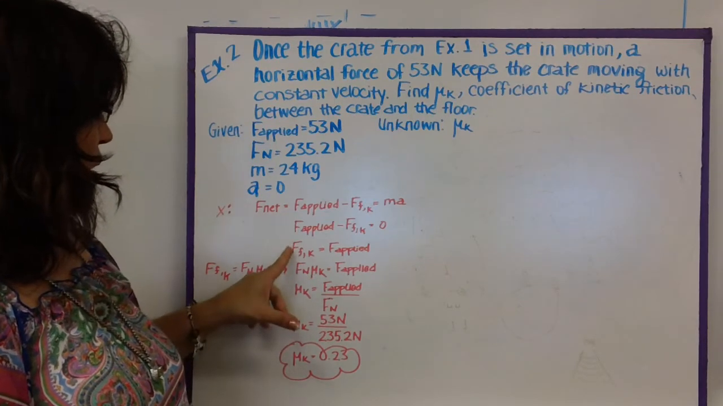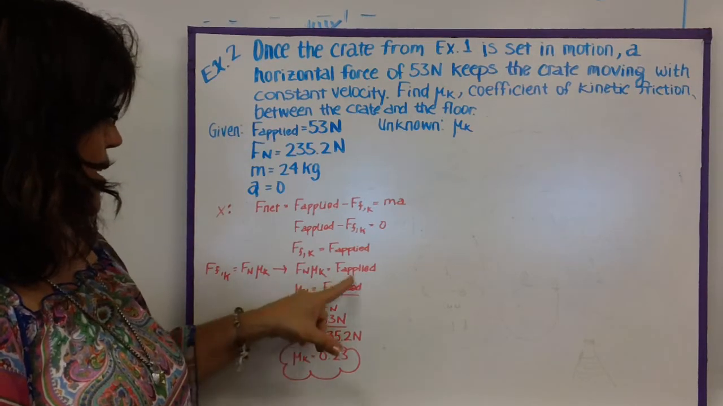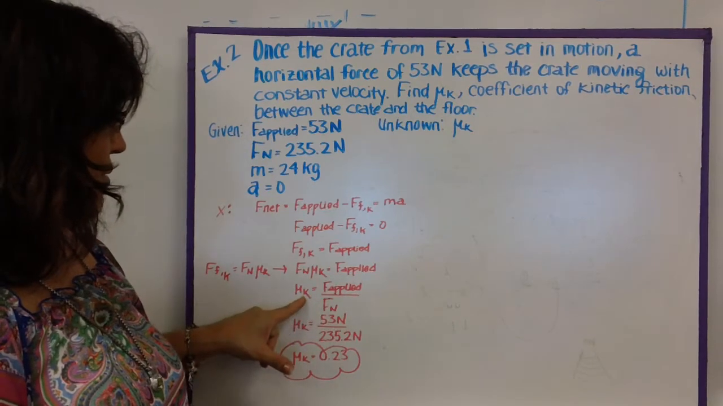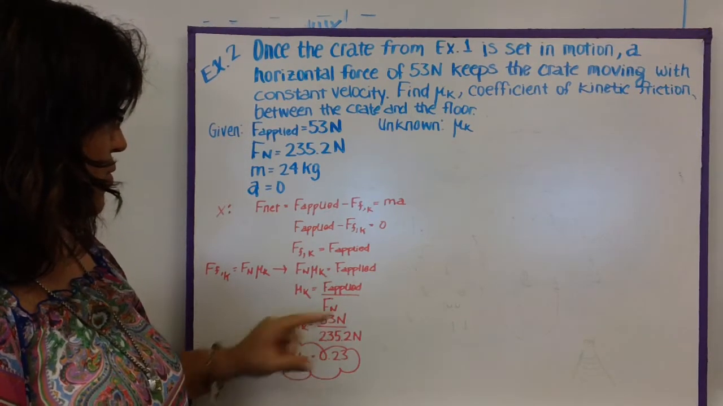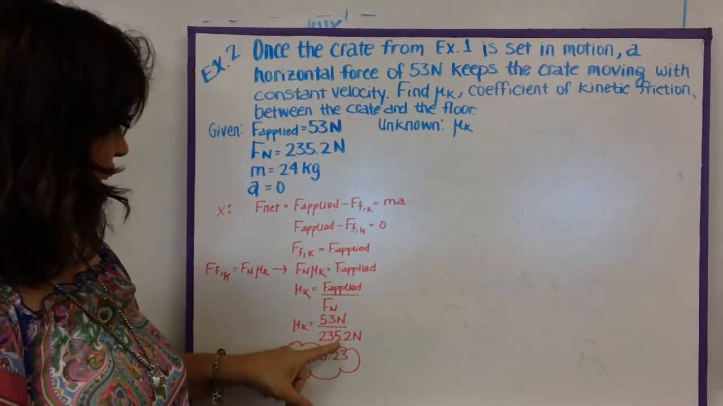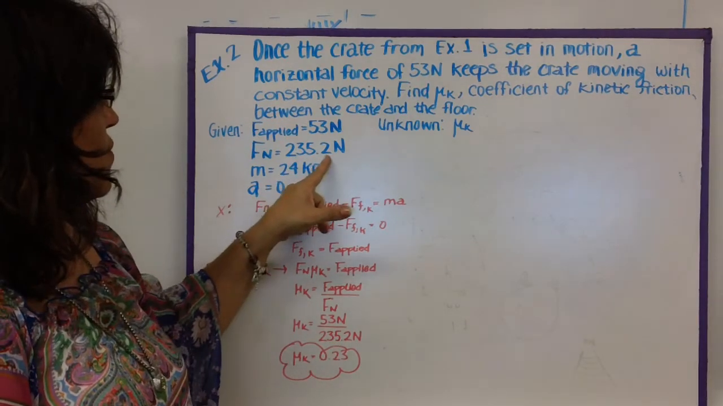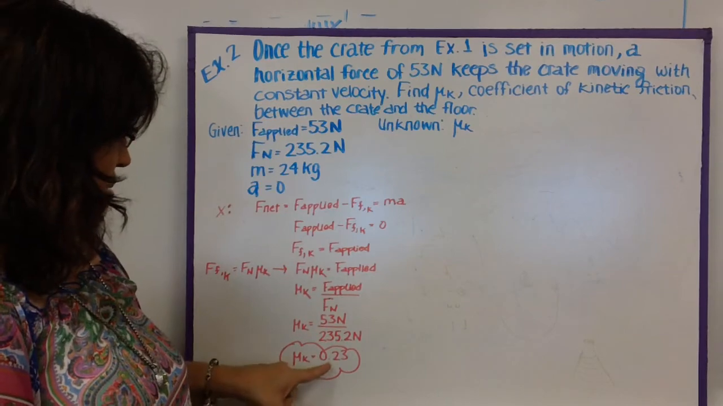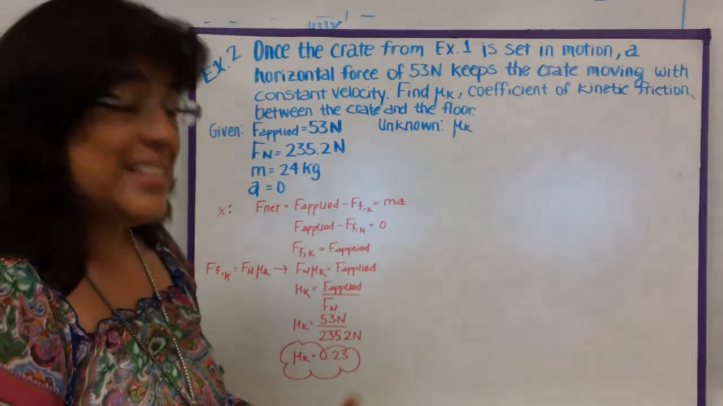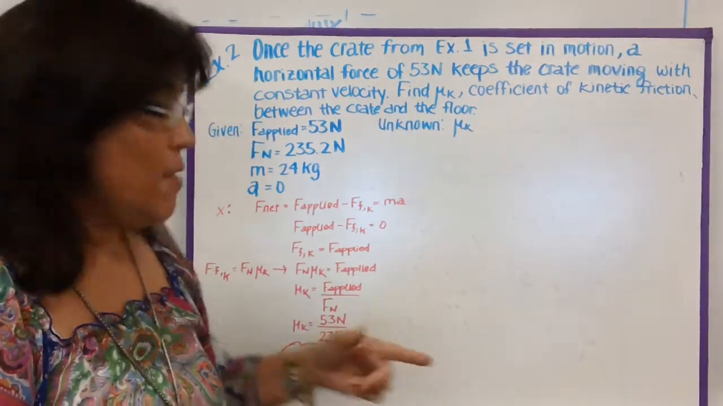So I'm going to replace my friction force with the normal force times mu sub k, and that equals the applied force. I'm going to divide both sides by F sub n. I have mu sub k equals F applied over F sub n. F applied is 53 newtons. F sub n we calculated on the previous slide, which is 235.2. Then I divide them, and I end up with mu sub k is 0.23. Now mu sub s was 0.32. The static friction is greater than the kinetic friction.